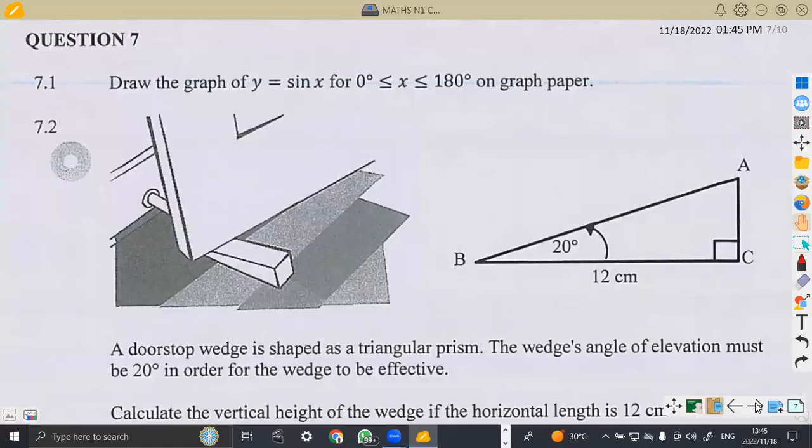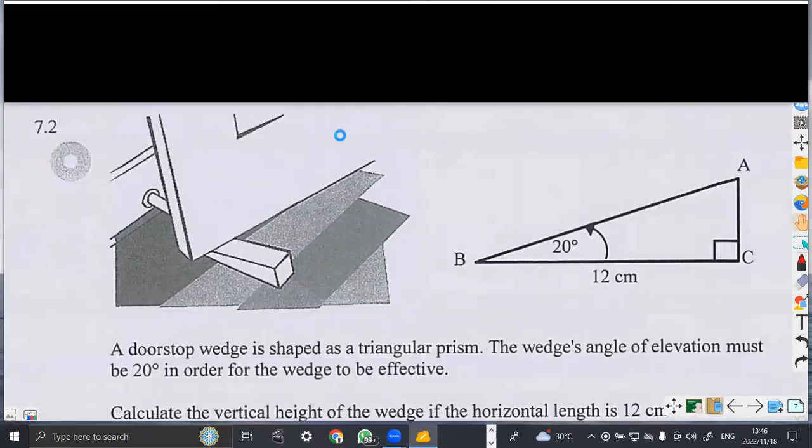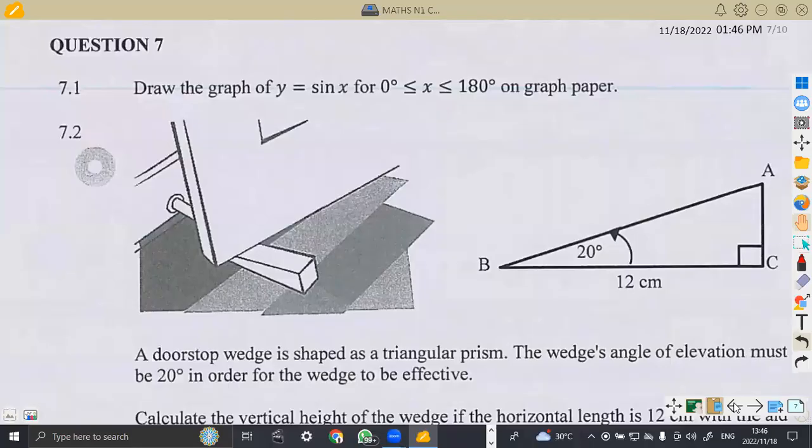Draw the graph of y equals sine x from 0 to 180 on a graph paper. Okay, so actually we're supposed to have a table of values that you're going to follow for you to have this graph. That was the best thing that you can have, but without wasting time here, I'm just going to have a sketch. I'm not going to use the graph. I'm going to do this as a sketch. Why here? Because I think this one was actually clear. But if you are to use a graph paper, then it's fine.